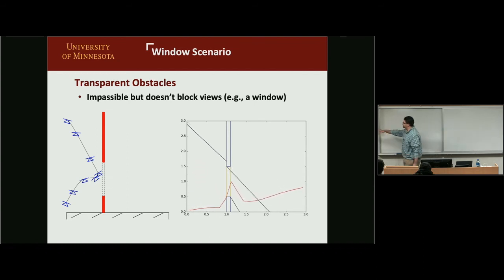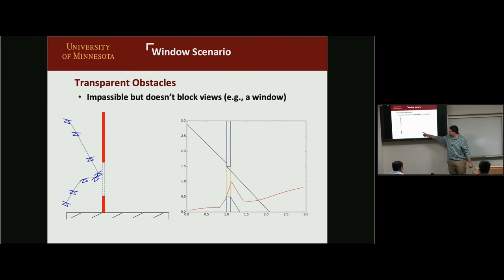So this red line here is the uncertainty, and you can see it's kind of high right underneath the window where we couldn't see, and it's high far away, but we're able to see as deep into the scenario as possible.